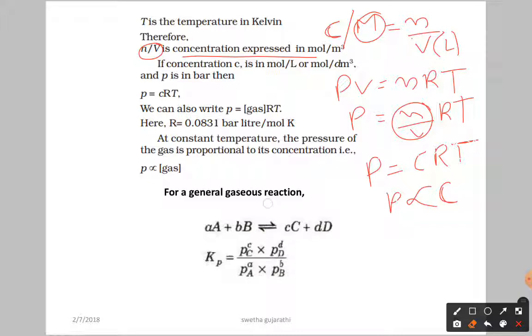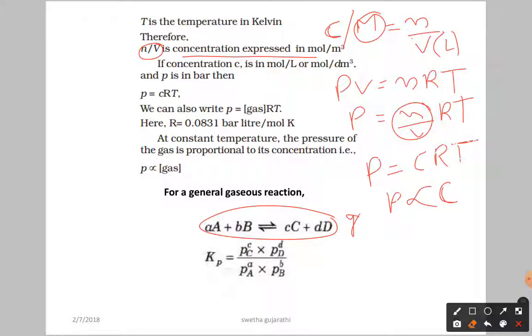So how can you write the general equation for the above? For example, we have the equation A plus B gives rise to C plus D. This is the equilibrium equation. Now all of these are gases, so you are going to write the partial pressure, not the concentration. So what is the expression here? We have Kp. Kp means the equilibrium constant for gases.